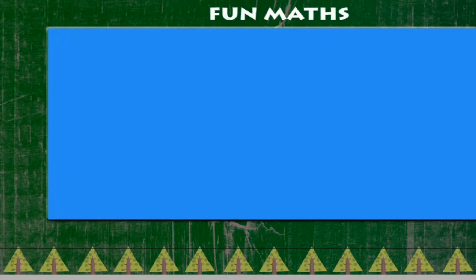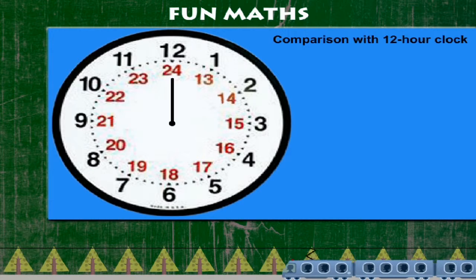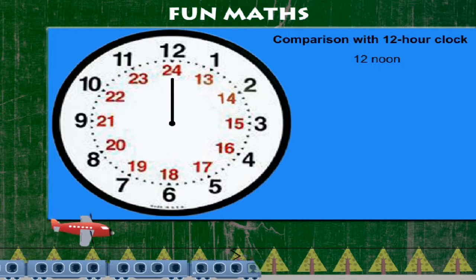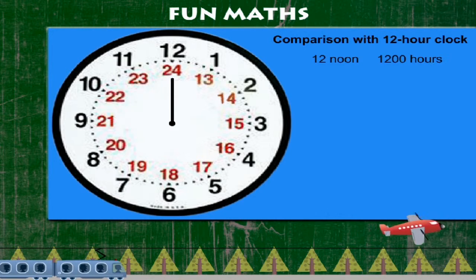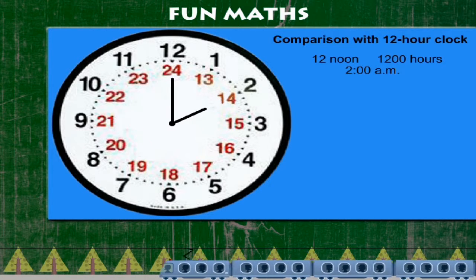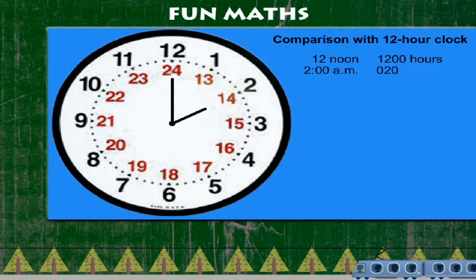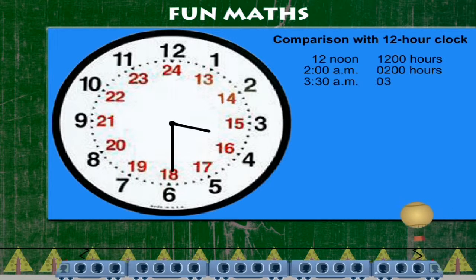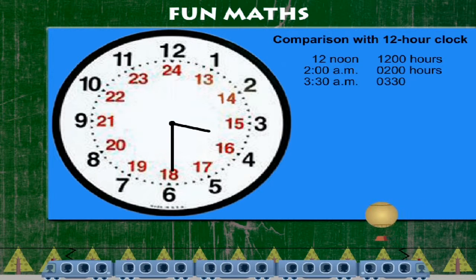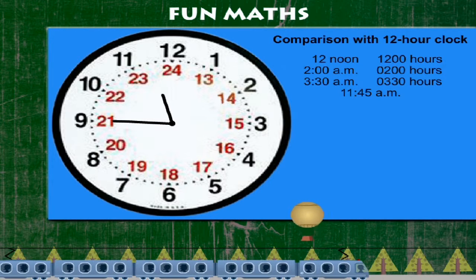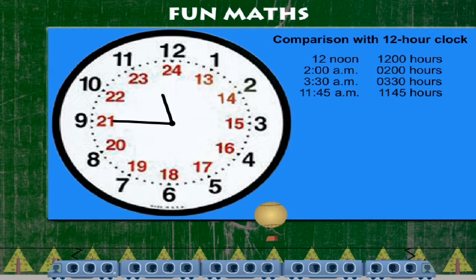Fun maths. Let's compare a 24-hour clock with a 12-hour clock. When it is 12 noon, it is called 1200 hours. When it is 2 am, it is 0200 hours. At 3:30 am, it is 0330 hours. At 11:45 am, it becomes 1145 hours.